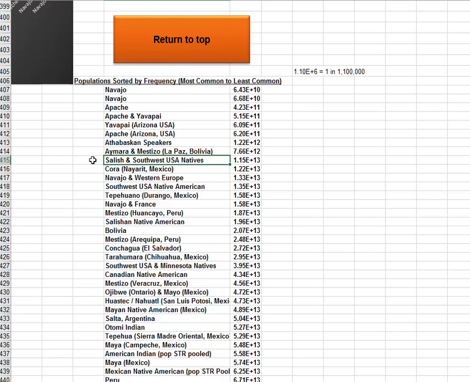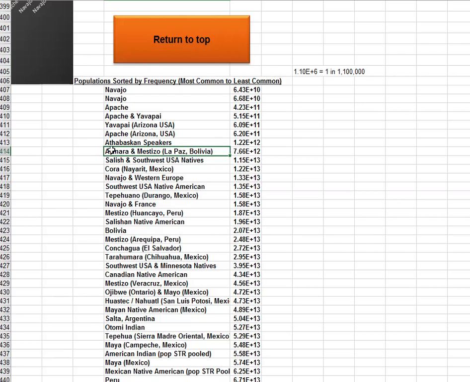It really is to see how all this has played out. And it's evident right here in our DNA calculator here on Native DNA. So going down, we see more Mexican contributions. You can see just how strong the Navajo people here are related to some of these Mexican populations. The Cora from Nayarit, Mexico right here. The Aymara and Mestizo population from La Paz, Bolivia.